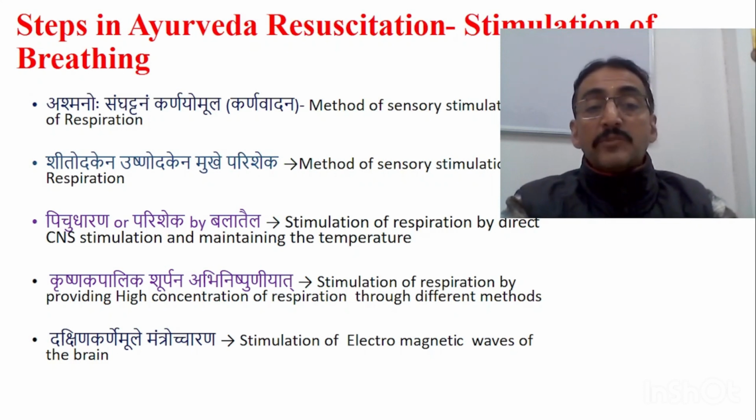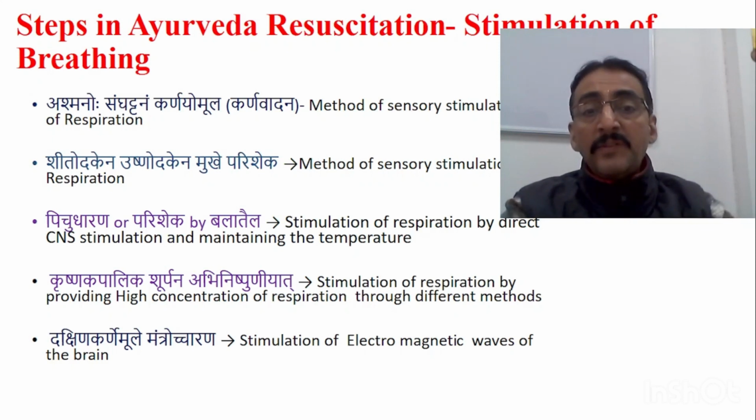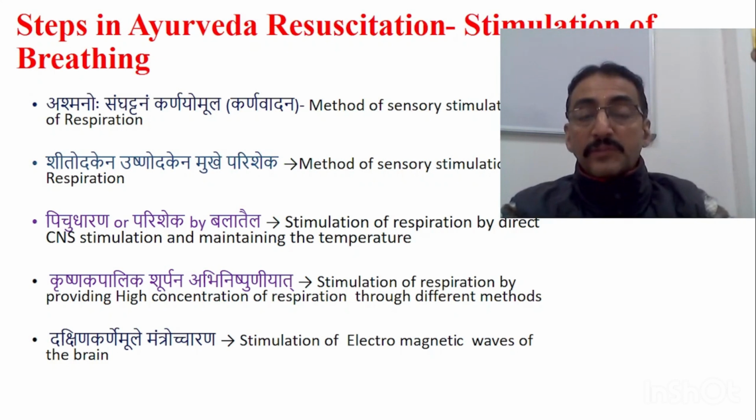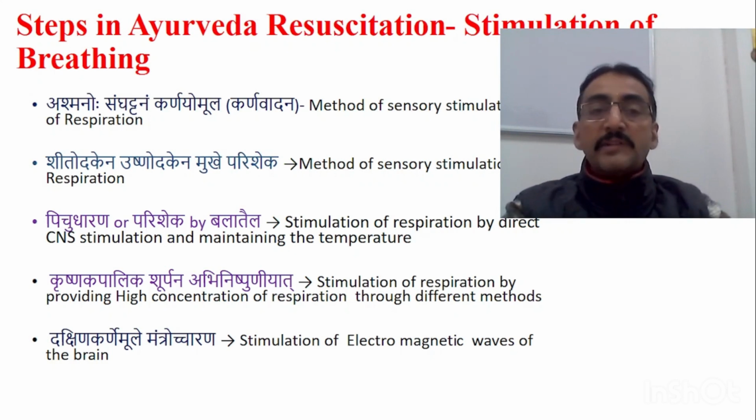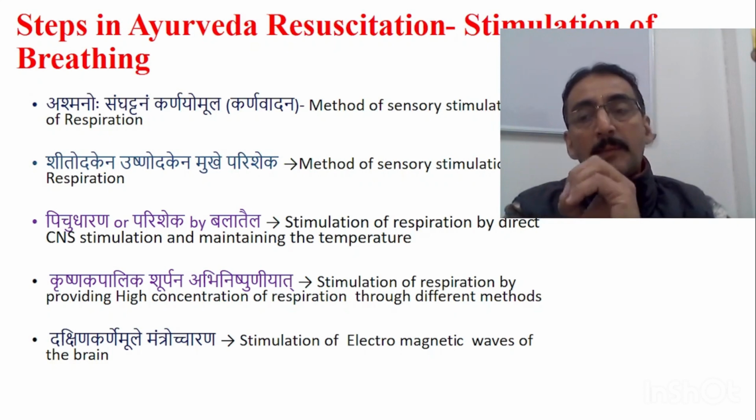Then, Krishna Kapalika Shurpena Abhinishnuyat. That is stimulation of the respiration by providing high concentration of oxygen through different methods. That means Krishna Kapalika Shurpena Abhinishnuyat refers to stimulation of respiration by providing high concentration of oxygen, or Ambara Piyusha, by different methods. Last one is Dakshina Karana Mule Mantrocharanam. That is stimulation of the respiratory center by some electromagnetic waves or musical waves of the brain. So these are actually the 5 important methods which are explained in our classics for the stimulation of breathing. We will see one by one.